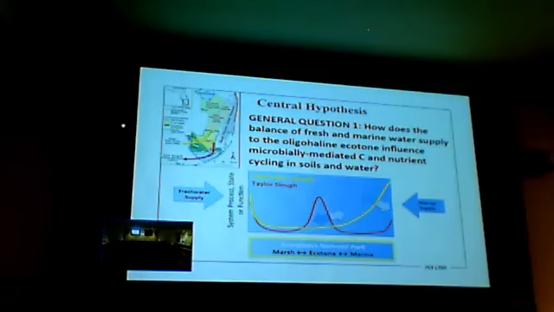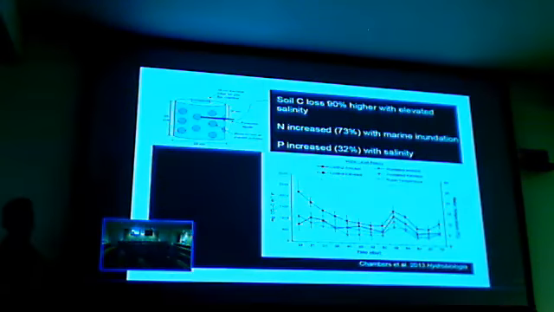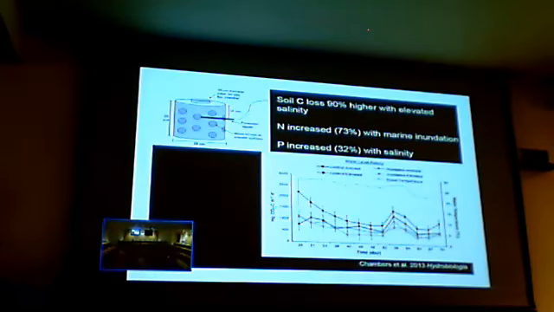Okay, so going back to this question of how the balance of fresh water and marine water influences carbon and carbon biogeochemistry in soil and water. One thing that we need to do is first understand our end members. So marsh, mangrove, how are they responding to these differential drivers of different marine and freshwater sources?